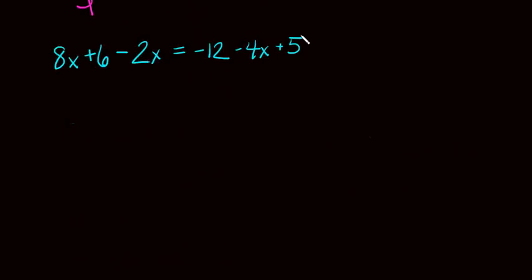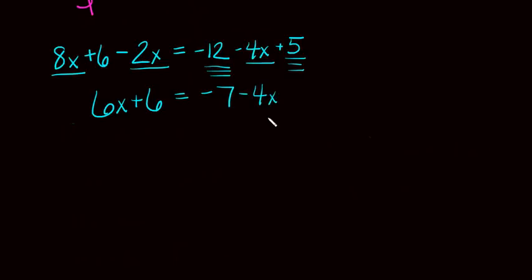Alright, the first thing I want to do is notice that I have some like terms. All of these are like terms. I want to work with these two first since they're on one side of the equation. So 8x minus 2x is 6x plus 6, that's still here, equals, now these are alike because they're just constant numbers. Negative 12 plus 5, so I know that is negative 7, and then take away 4x. Alright, I simplified just a little bit there.